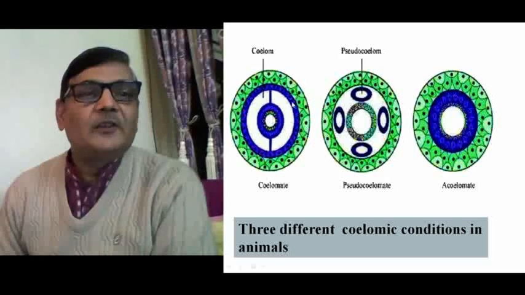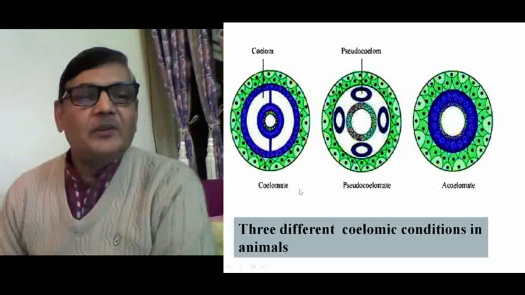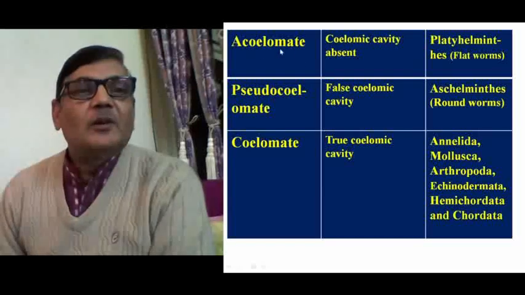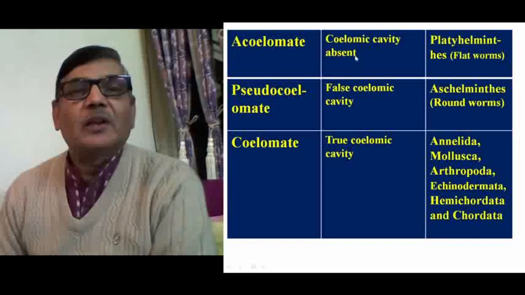So this coelomic cavity is present in between the alimentary canal and the body wall. This is coelomate, and we find much variation among the coelomate animals, so I will be just discussing that. Now in this table you can see acoelomate animals are those in which the coelomic cavity is totally lacking, and this situation is found in Platyhelminthes, that is flatworms.